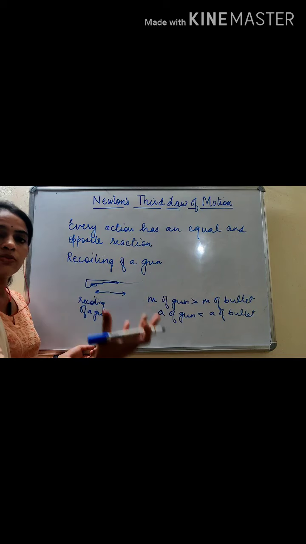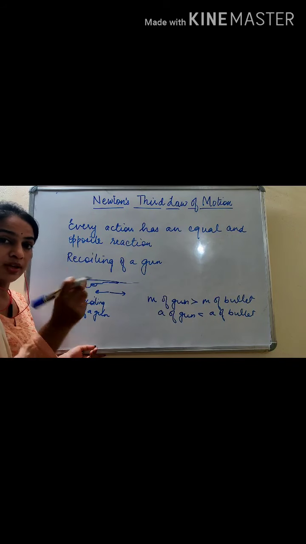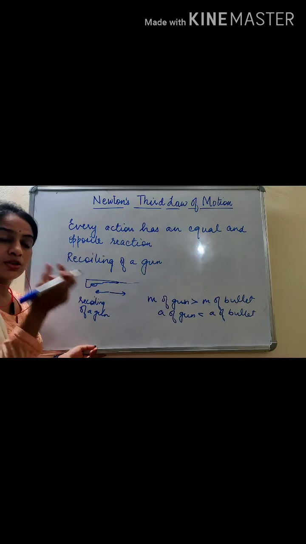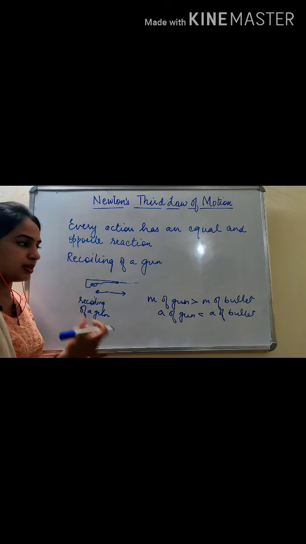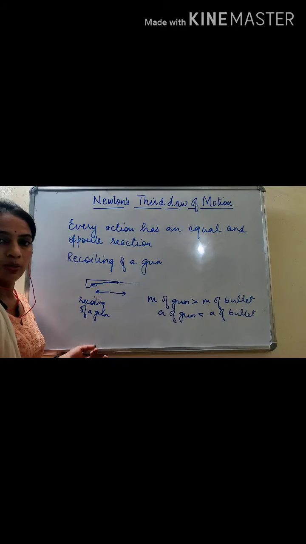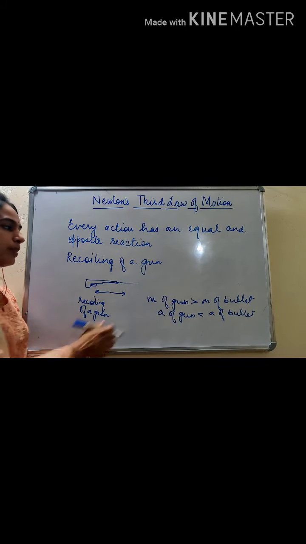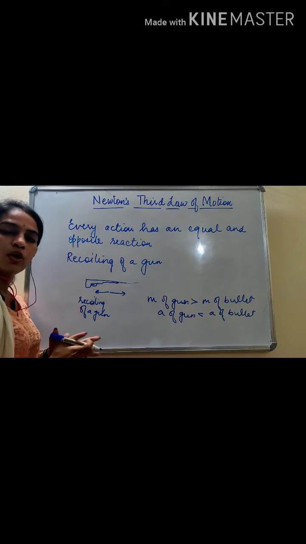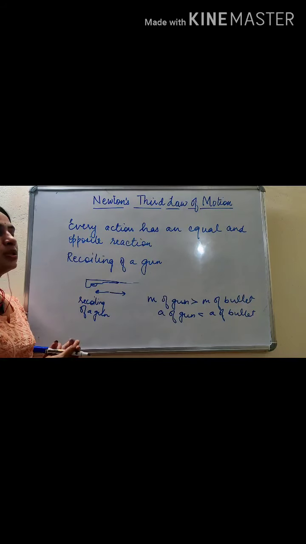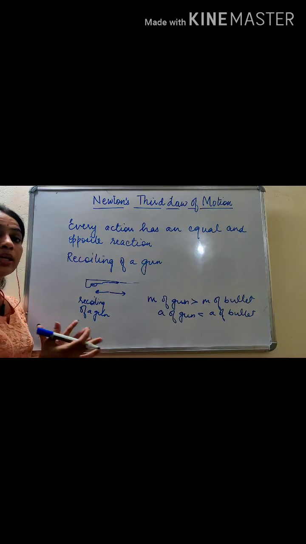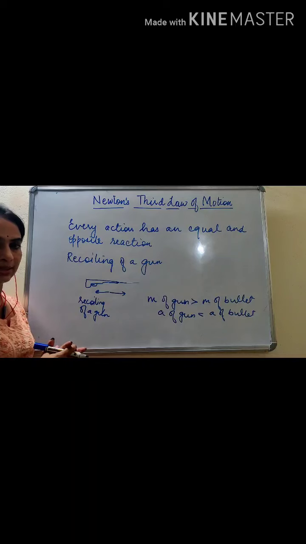Okay? And because of the velocity and because of its structure, its pointedness, it's able to penetrate the body of a person or an animal, or the target, right? So this recoiling of a gun explains Newton's third law of motion, okay? And now we've studied all the three laws of motion, and we know that all three are interconnected, okay?